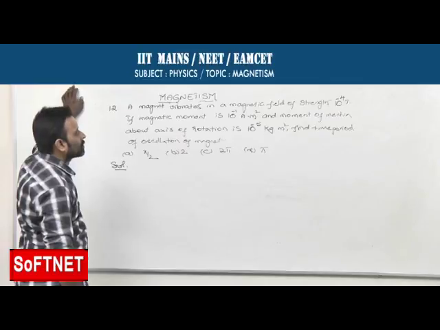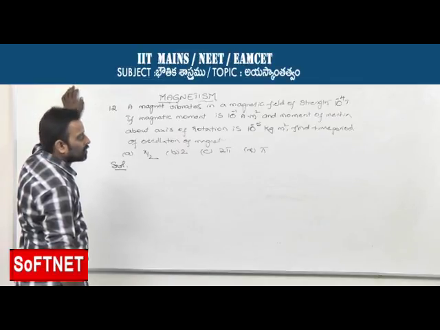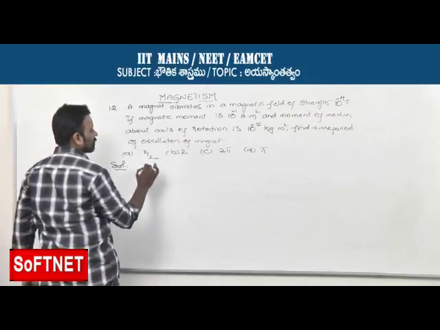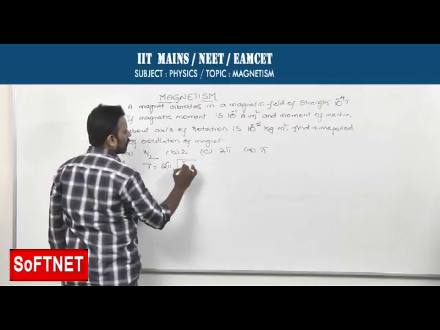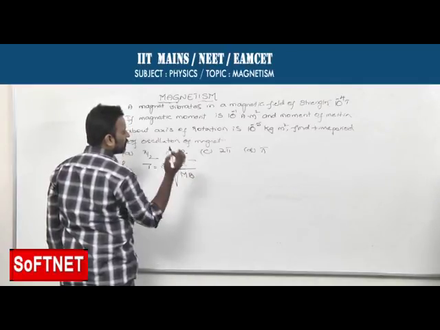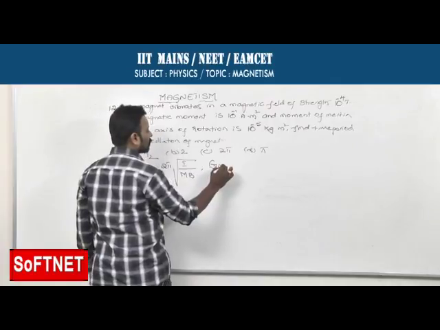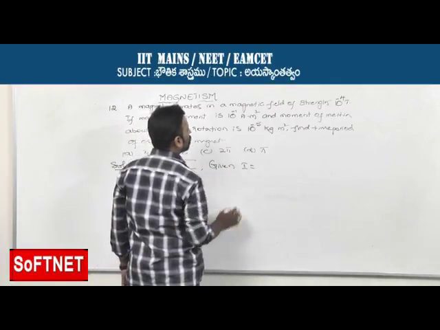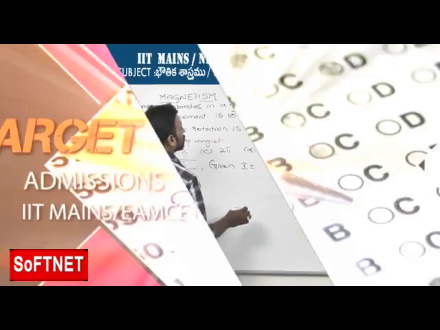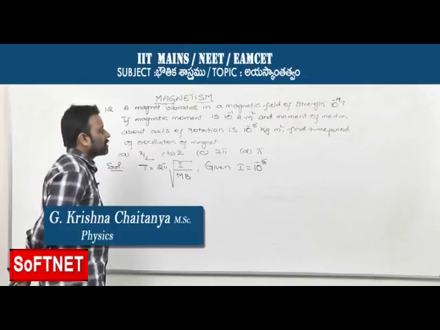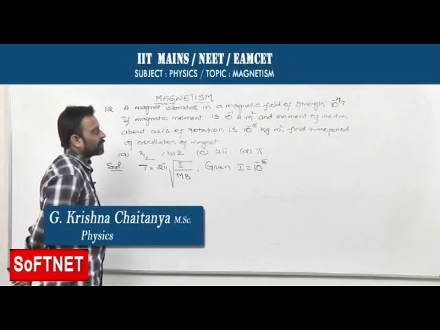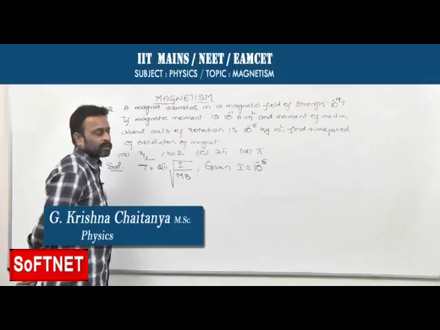Time period of oscillation. According to the formula for the time period of oscillation of a magnet by using a vibration magnetometer, the formula is T is equal to 2 pi under root I by M into B, where I is the moment of inertia about the axis of rotation of the magnet. So, you are asked to calculate the time period of oscillation of the magnet. The time period of oscillation of a magnet can be calculated by using a vibration magnetometer.